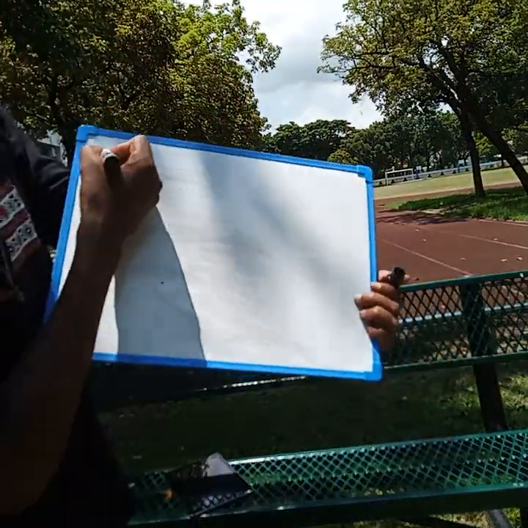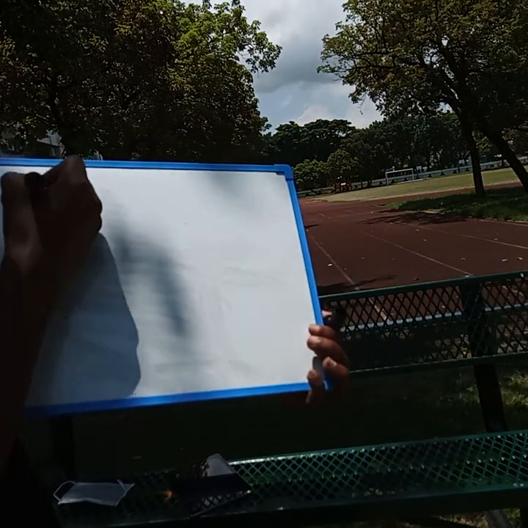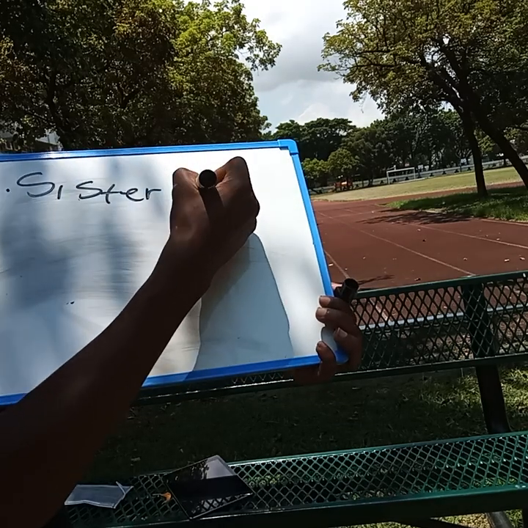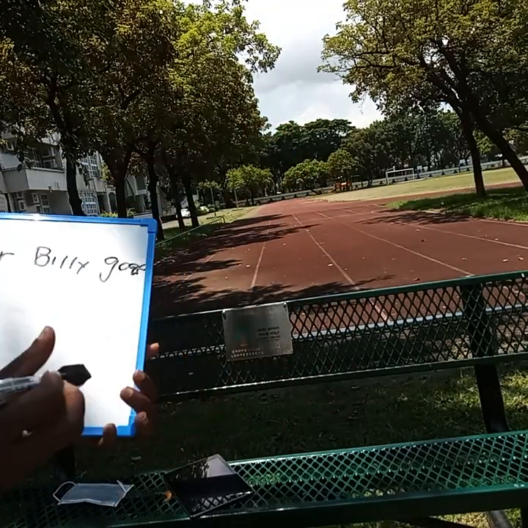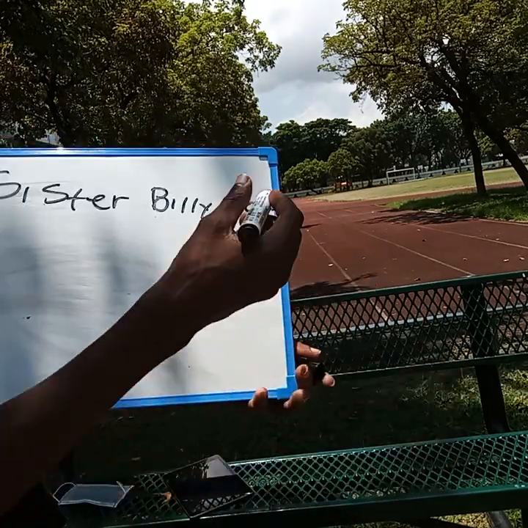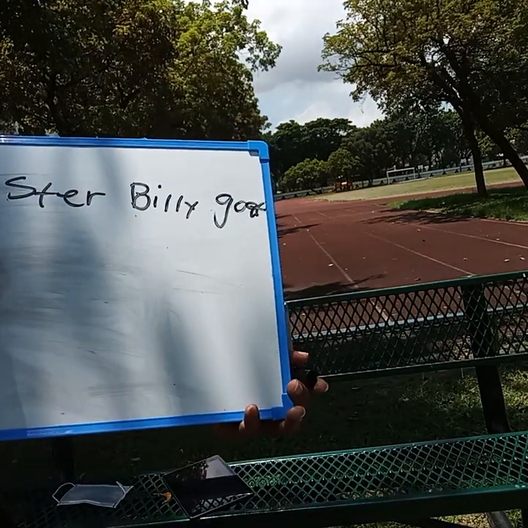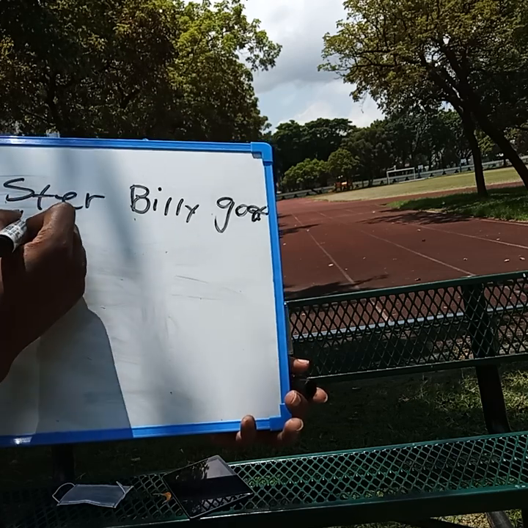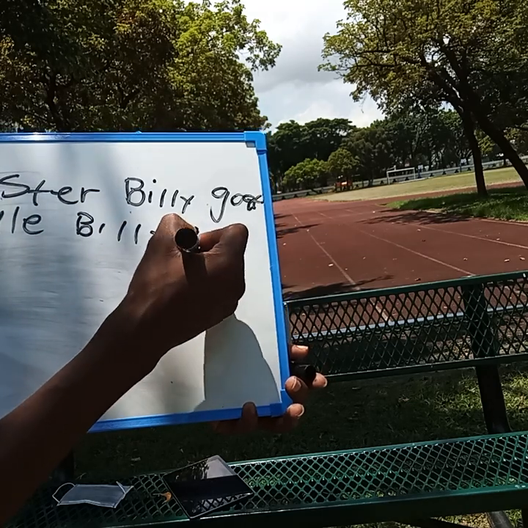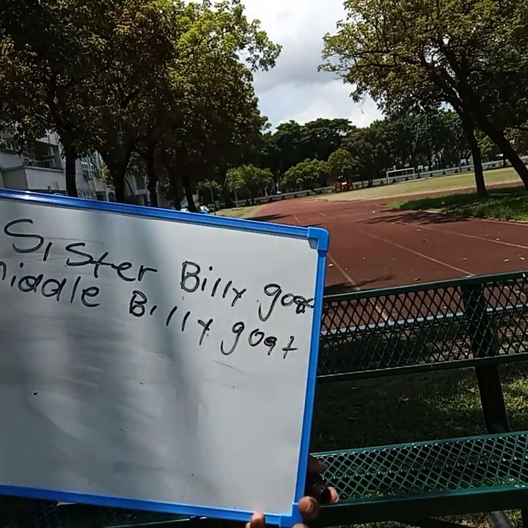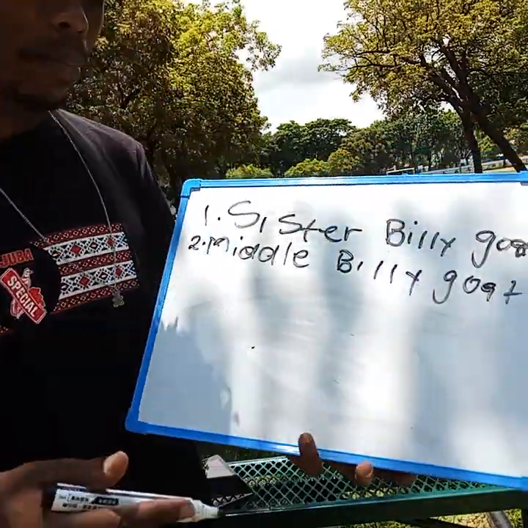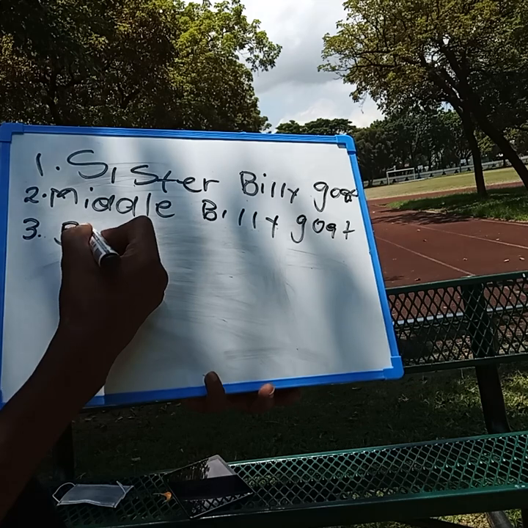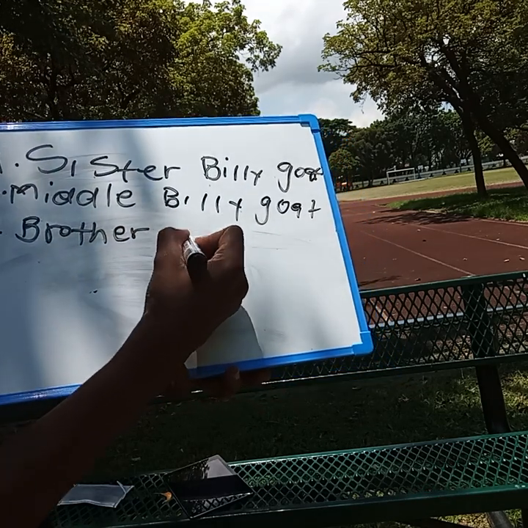And now there are three billy goats. There is a sister billy goat. All right. Let's look at who's there. Number one, it's a sister billy goat. And then who else is there? Number two, it's a middle billy goat. And we forgot the one that is very important, the one that fought a monster with his horn. Who's that? That's a brother billy goat.